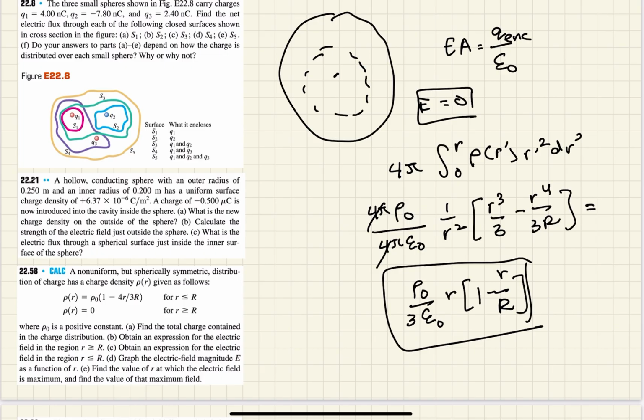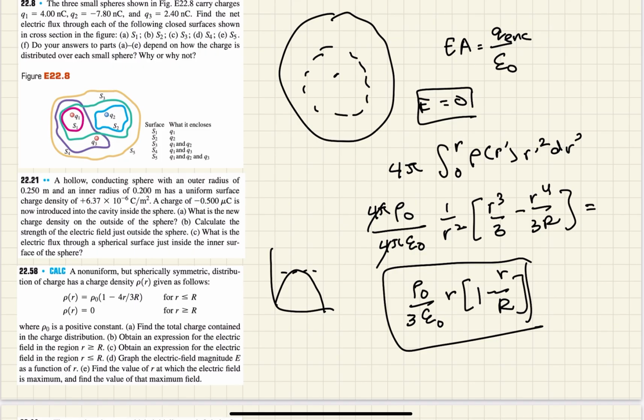To graph it, this is a parabola because there's an r and an r here. It's just going to look something like this. Again, it's math. This is a physics class, so I'm just going to skip the mathy parts, which you should get from calculus, and this from algebra probably, because it's just graphing r times 1 minus r over R, basically. And you find the value of r at which the electric field is maximum. So the electric field is maximum when the derivative of the electric field is 0.